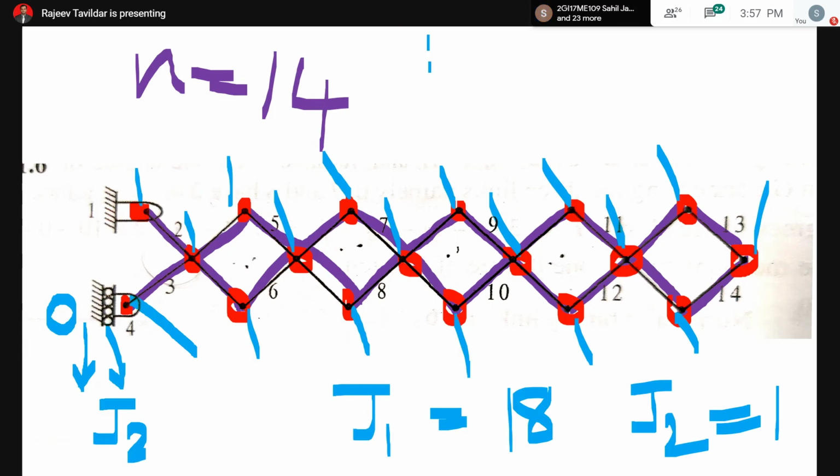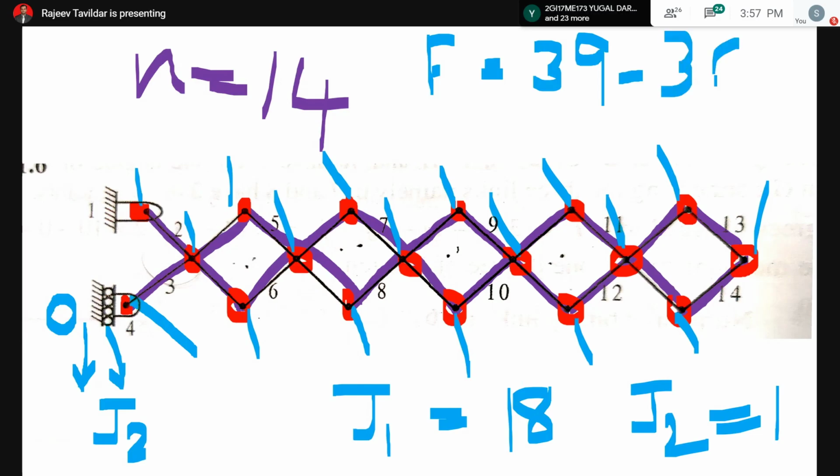So the degree of freedom will be 3 into n minus 1, that is 3 into 14 minus 1. So it will be 39, 13 into 3, minus 2 times J1, that will be 36, minus J2, that is minus 1. So your degree of freedom answer is 2.